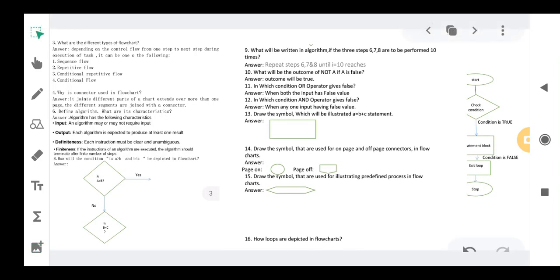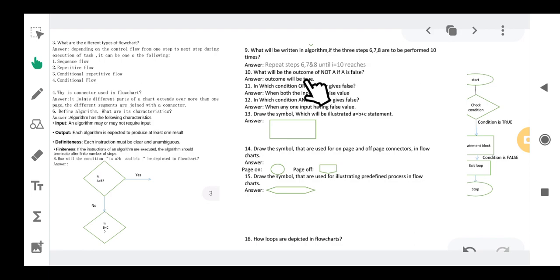Question number 9. Question 8 we have done. Question number 9 is saying: what will be written in the algorithm if steps 6, 7 and 8 are to be performed 10 times? So we write: repeat steps number 6, 7 and 8.